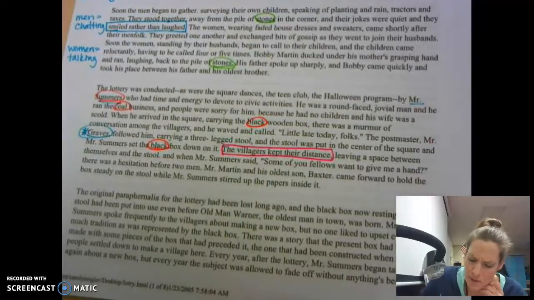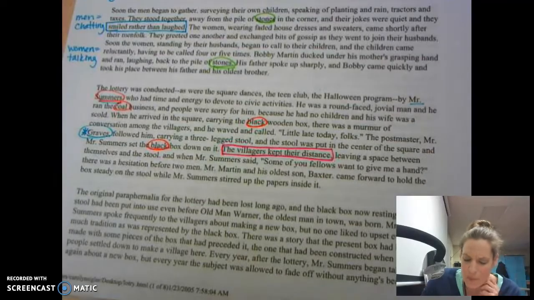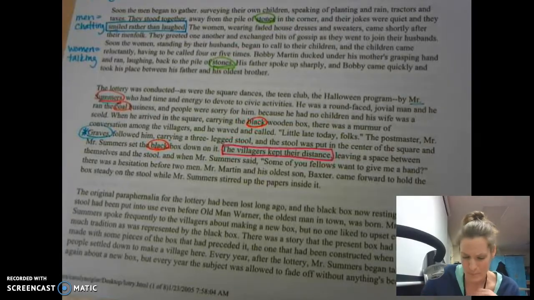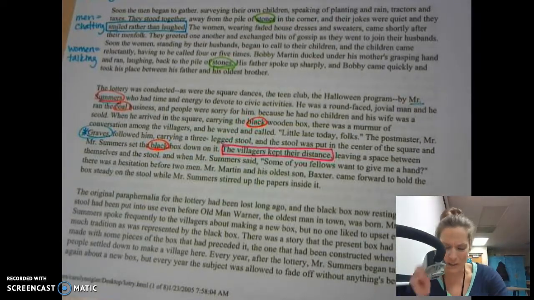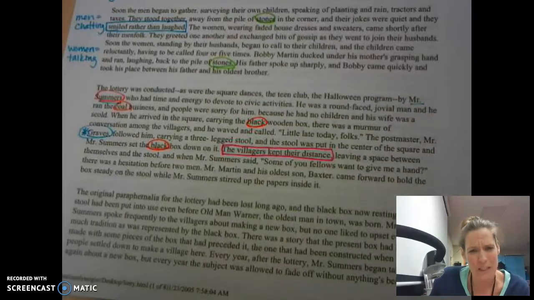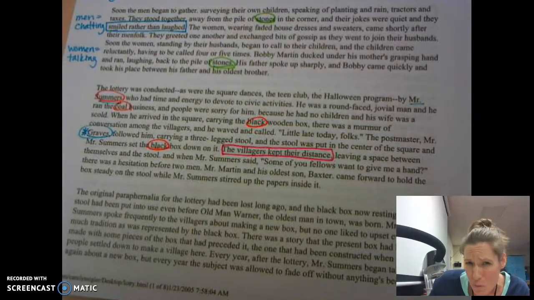The villagers kept their distance, leaving a space between themselves and the stool, and when Mr. Summers said, "Some of you fellows want to give me a hand?" there was a hesitation before two men, Mr. Martin and his oldest son Baxter, came forward to hold the box steady on the stool while Mr. Summers stirred up the papers inside of it. So not only are they moving away from this box, but they don't even want to help move the box.